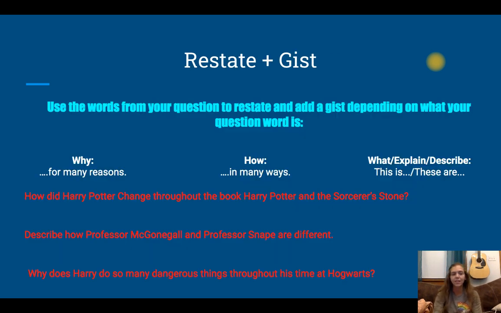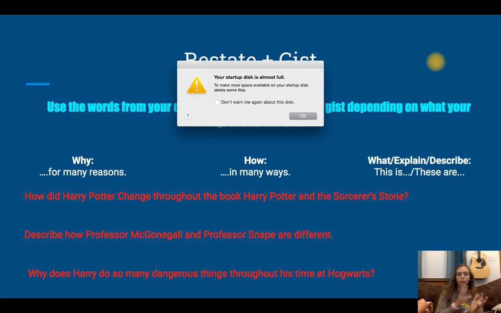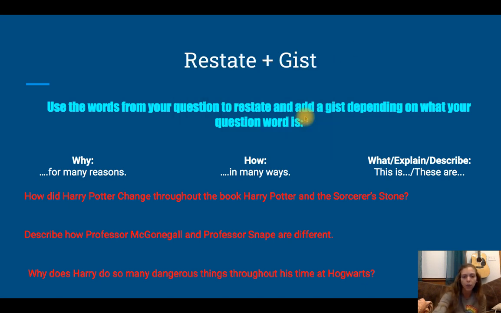Okay, restate and gist. You use the words from your question to restate, then you add a gist, depending on what your question word is. So we have 3 kind of realms of question words.